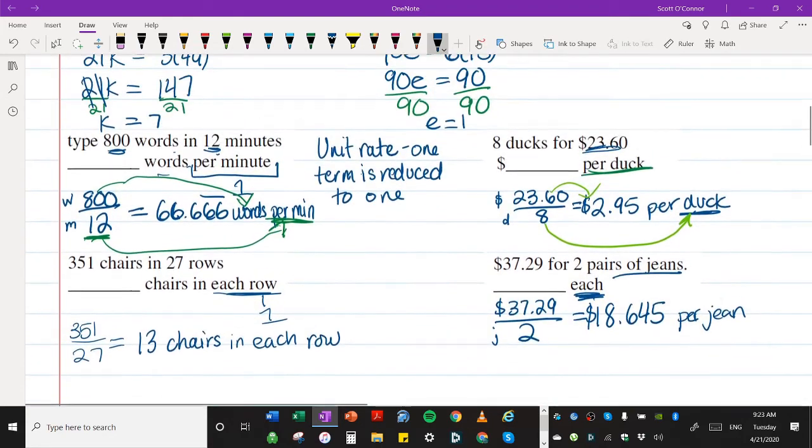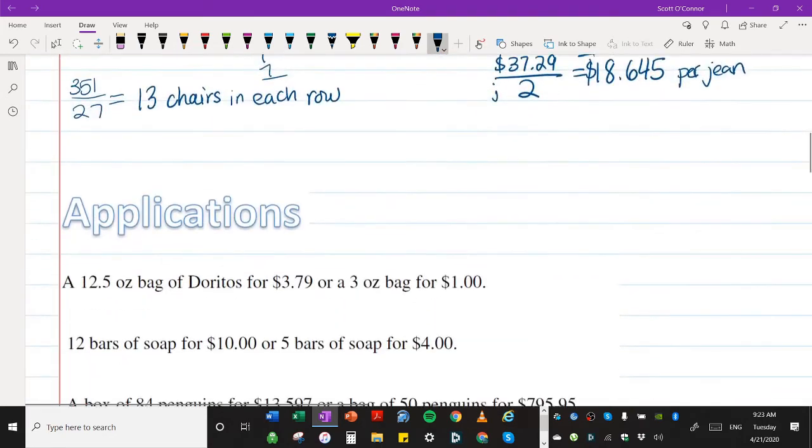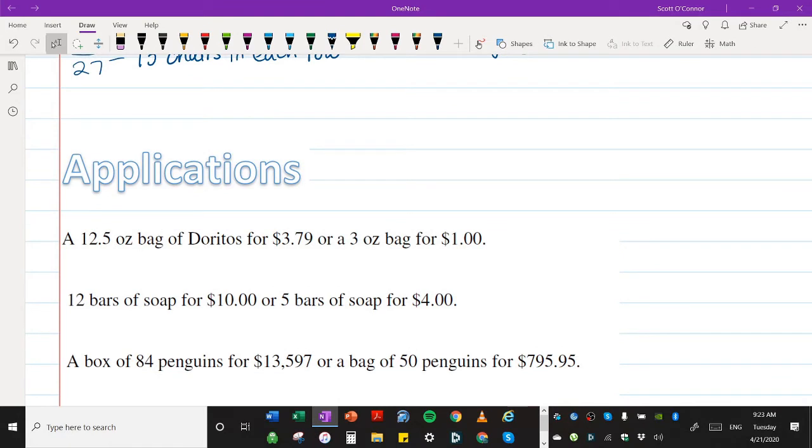So that handles the pre-skills. Let's look at a couple applications of it. This is very much like what we just did. So if I have a 12.5 ounce bag of Doritos for $3.79 or a 3-ounce bag for $1, the question is, which is a better deal?